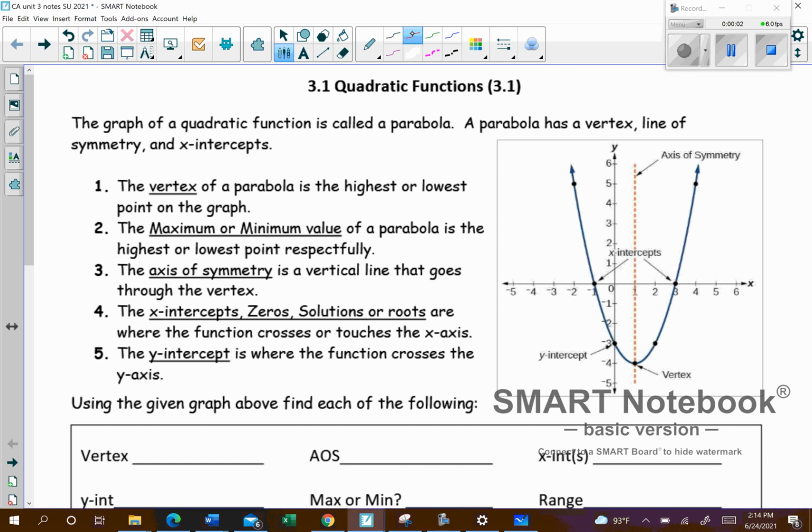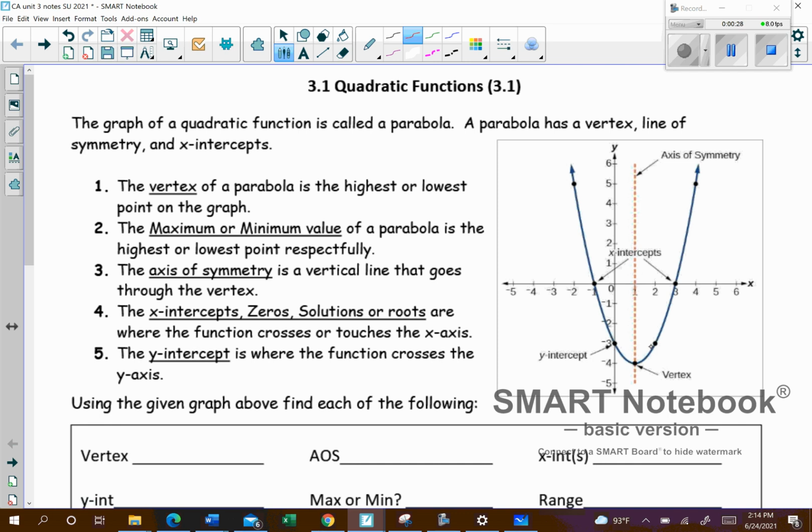Okay, so here we are, Unit 3. It's going to be a lot of graphing. The first thing we're going to look at is graphing what's known as a quadratic function. First we'll look at how they look, and then from there, we'll look at how the equations are set up and how to find information about them. So first, let's just go ahead and dissect the parabola.